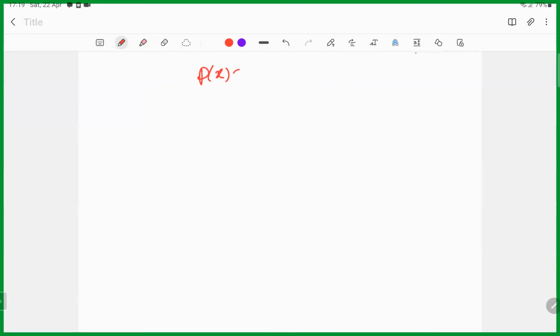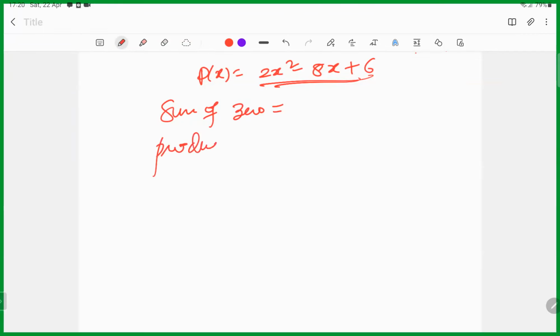So I'm given P of x equal to 2x square minus 8x plus 6. I'm asking you to find out the sum of zeros and also the product of zeros without calculating the zeros. Okay, tell me. Princy, what is the sum of zeros?